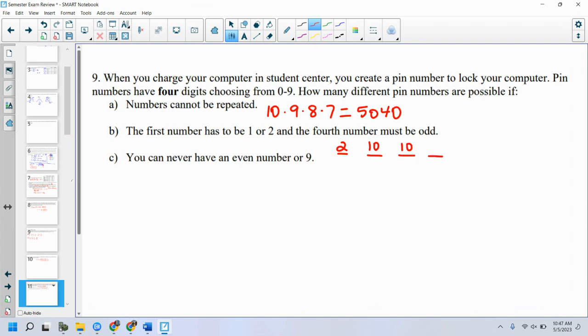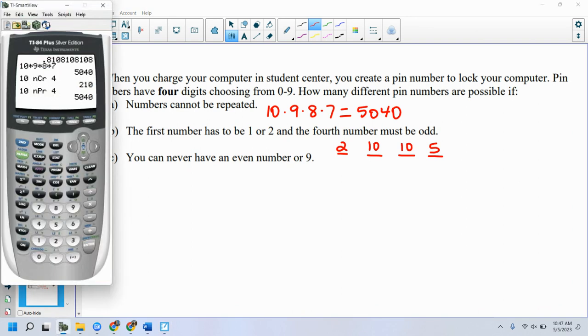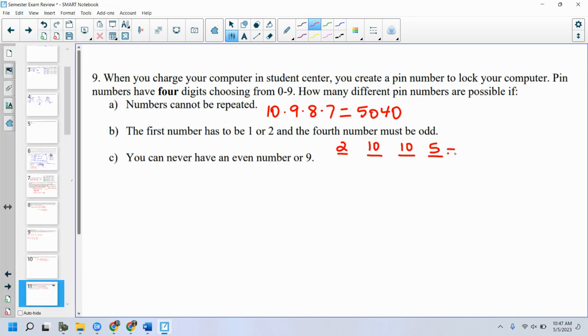And the fourth number must be odd. Okay, so what are my odd numbers? 1, 3, 5, 7, 9. So I have 5 different options there. So 2 times 10 times 10 times 5 is 1,000. Not 10,000, 1,000.